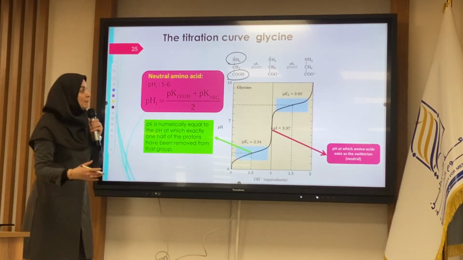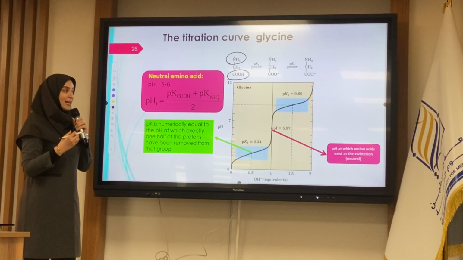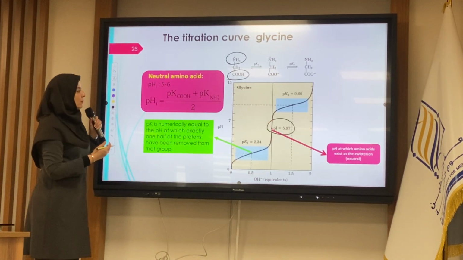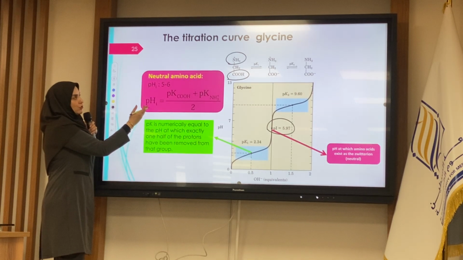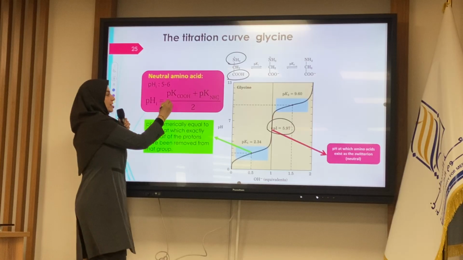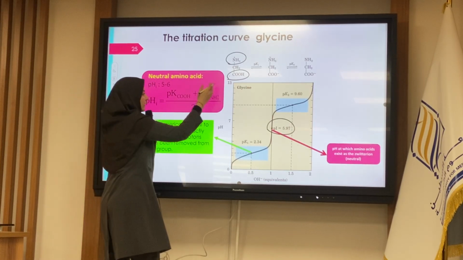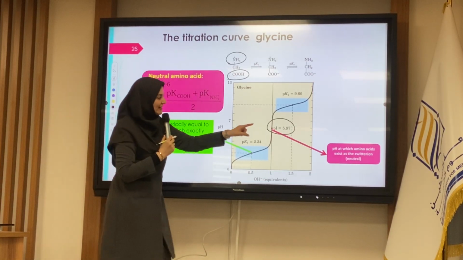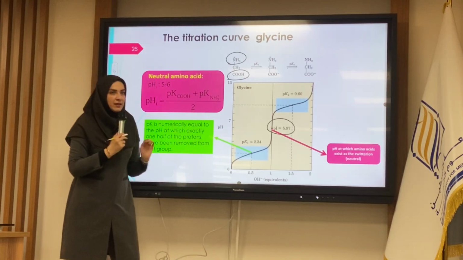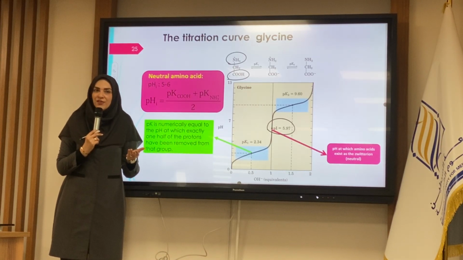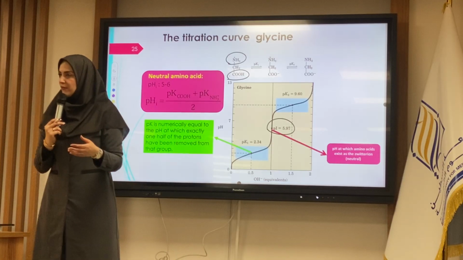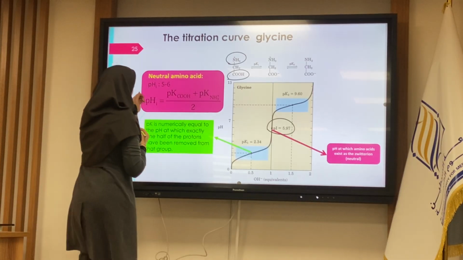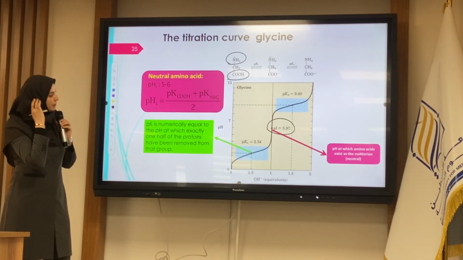Okay? So, what about the calculation? If I ask you to calculate the isoelectric pH, mathematically, you should follow this formula: put the pK of your carboxyl plus pK of your amine group, divided by 2. So in simple words, this is the average of the two pKs. Do you understand? It is very simple, and most of the time in your final exam, I give you a question to calculate the isoelectric pH or PI. You should, according to this formula, reach the isoelectric pH.